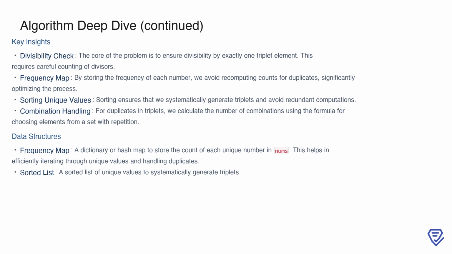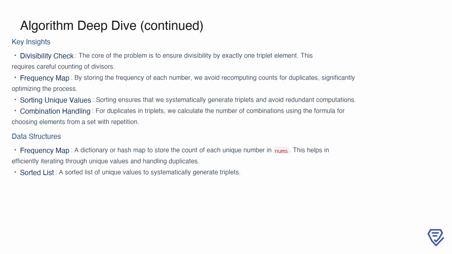There are a few key insights that make this approach both correct and efficient. First, the divisibility check is the core of the problem, as we need to ensure that S satisfies the condition of being divisible by exactly one of the triplet elements. This requires careful tracking of how many divisors exist for a given triplet sum.